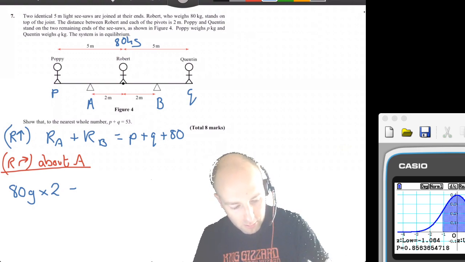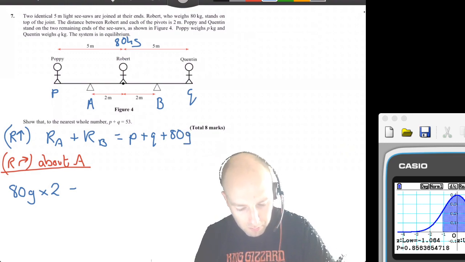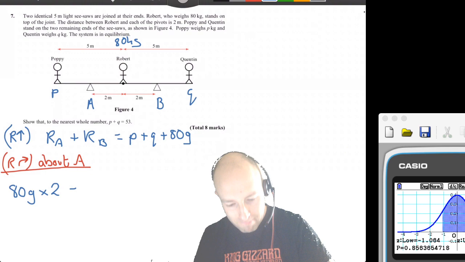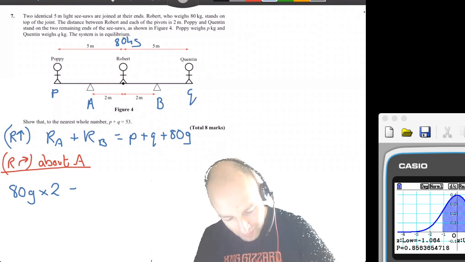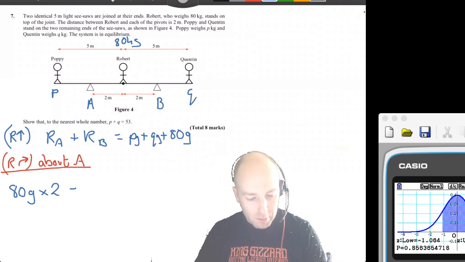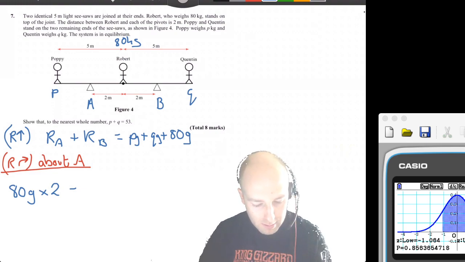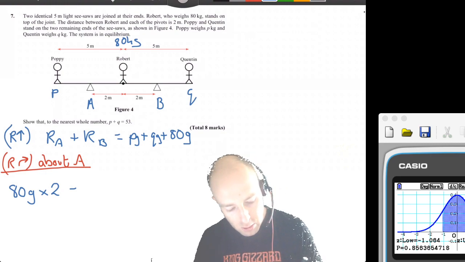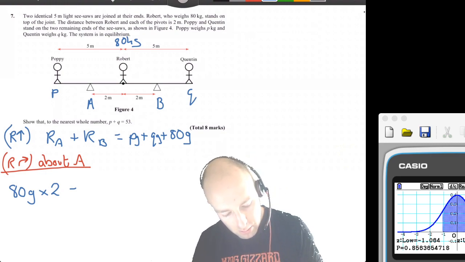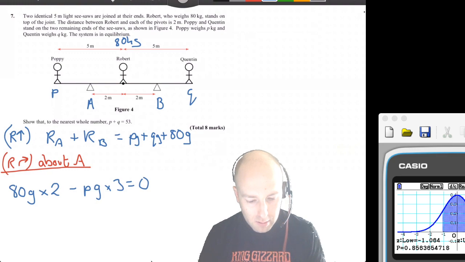Oh yeah, 80G, sorry. I did that right here, but I didn't. It should also be PG and QG. PG, QG as well. Cool. Right, so 80G times 2 minus Poppy's moment, which is going to be anti-clockwise, so that's going to be PG times 3. Should equal 0 because it's not turning around to that point. If it was, Robert would be flying off into the air.